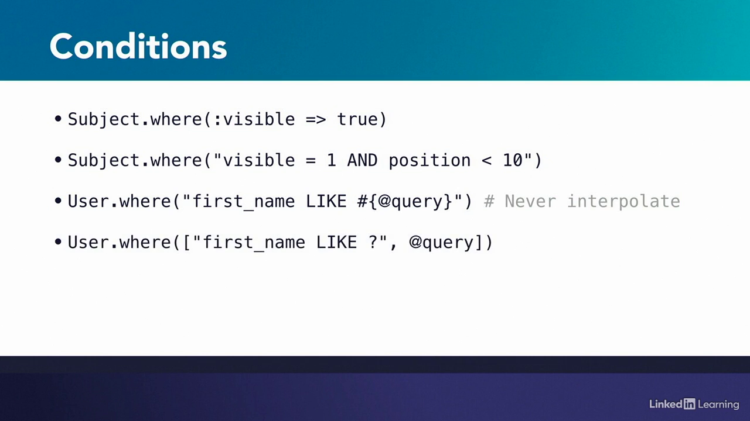Instead, if you need to drop in dynamic data, you want to pass in an array, and the first value in the array should be a format string. And that format string can contain one or more question marks as placeholders for data. And then the other elements in the array can be the data that you want dropped into each of those places. The SQL that it generates will be exactly the same. The difference is that Ruby on Rails will sanitize the data so that it can be dropped into the string safely.